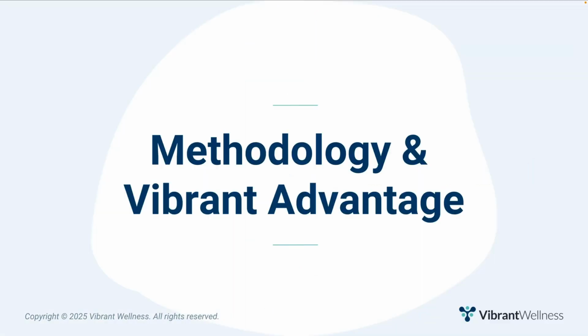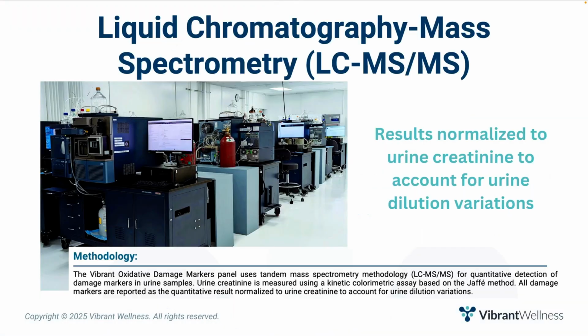Now, let's talk about methodology. Mass spectrometry is the gold standard for measuring small molecules. Therefore, Vibrant's Oxidative Damage Markers panel uses liquid chromatography tandem mass spectrometry methodology for quantitative detection of damage markers in urine samples. Additionally, urine creatinine is measured using a kinetic colorimetric assay based on the Jaffe method. And all damage markers are reported as the quantitative result normalized to urine creatinine to account for urine dilution variations.